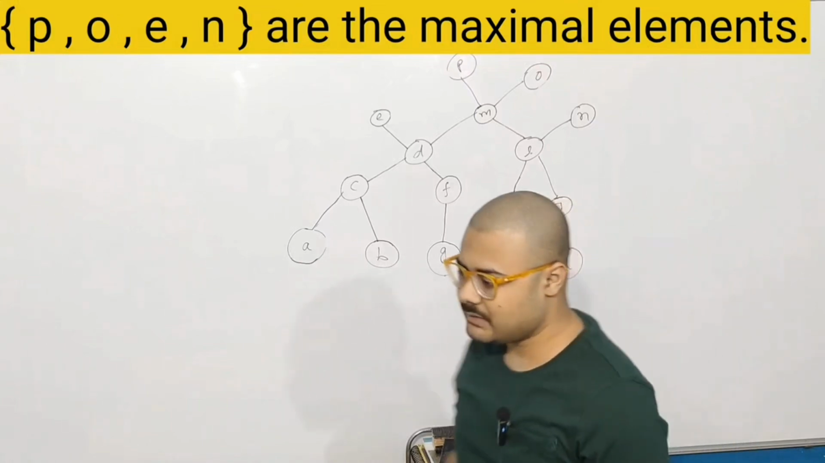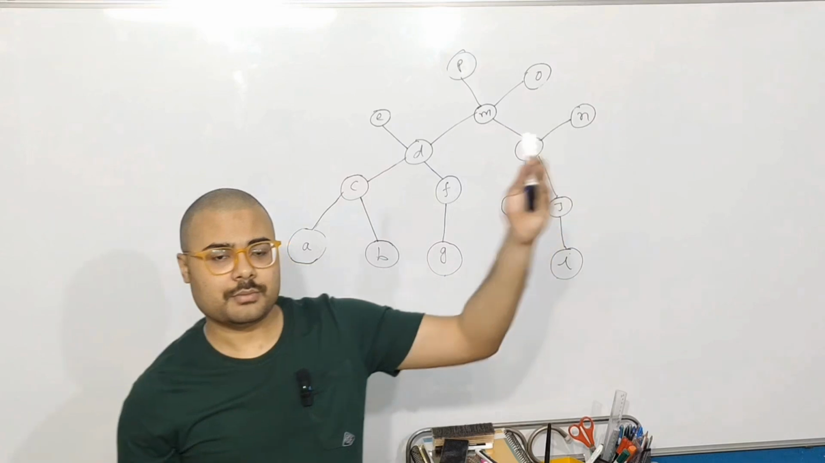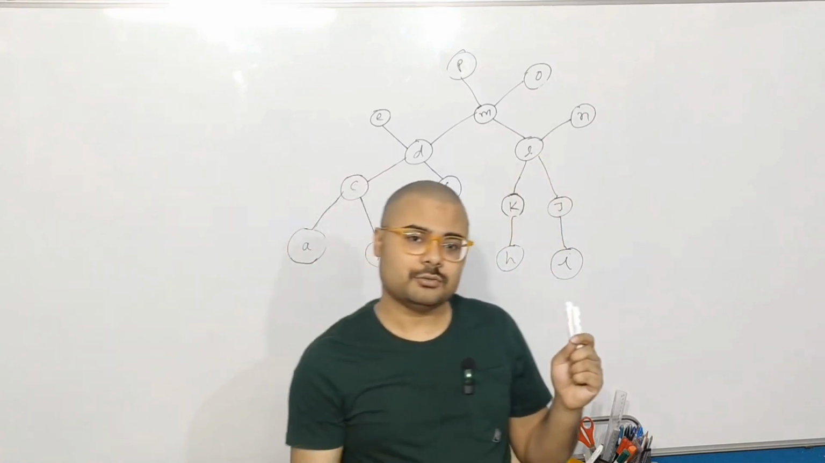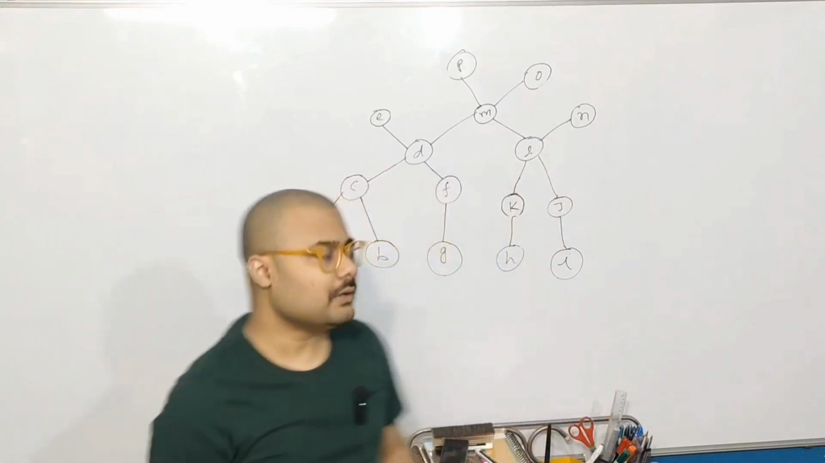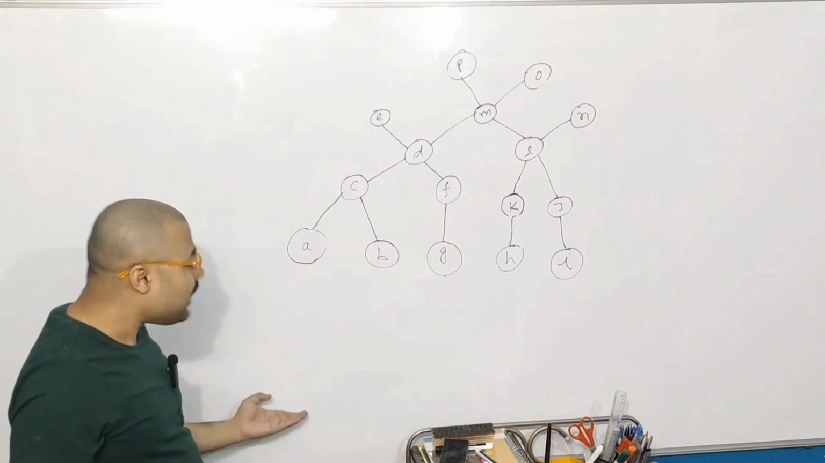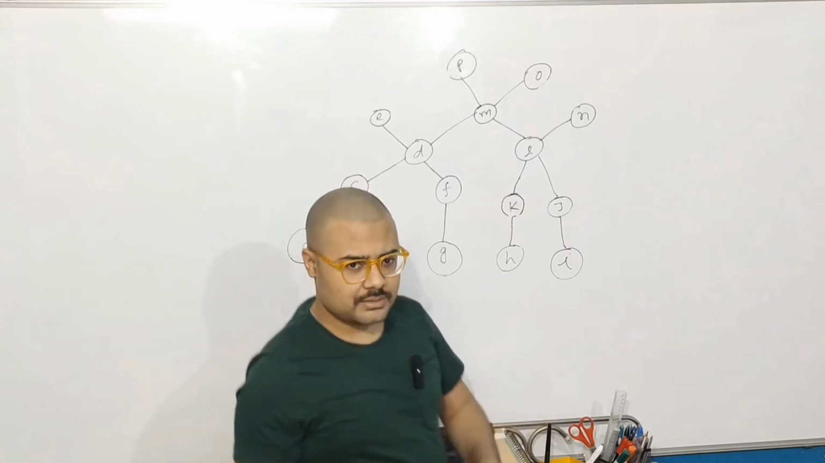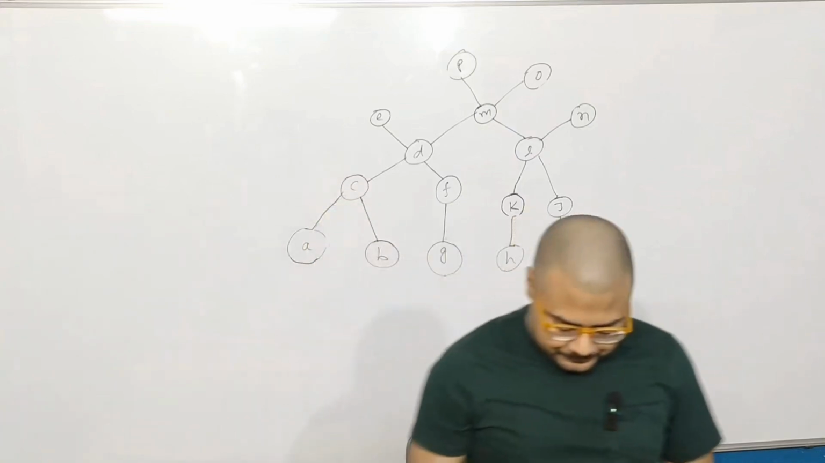Similarly, a minimal element is the one which may be related to other elements, but no other element is related to the minimal element. So there is no incoming edge, there is no upward path to the minimal element. So A, B, G, H, and I are minimal elements.